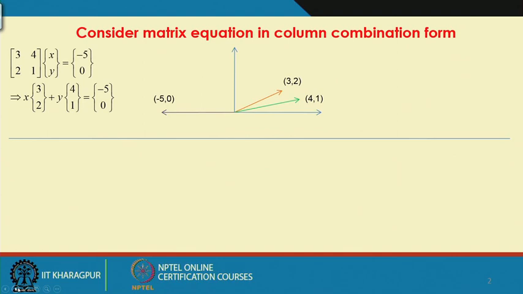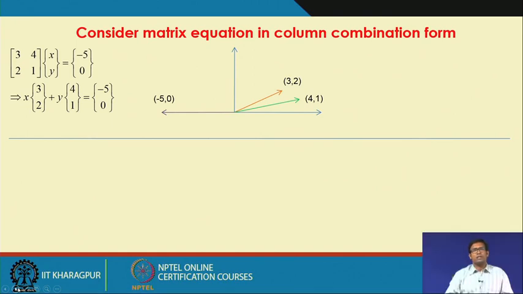We have a matrix equation, which we consider in column combination form, with vectors in R2, the real coordinate space of dimension 2, so it is easy to visualize. The two columns are (3, 2) and (4, 1), and they are combined to get a resultant vector which is (-5, 0). The basis vectors of the column space are (3, 2) and (4, 1), and these are inclined to each other. They are linearly independent, and any combination of them gives a vector in the column space. However, they are not perpendicular to each other.